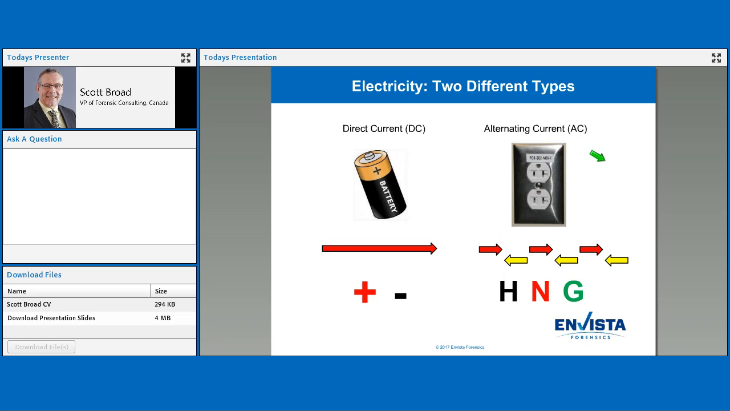We also have alternating current, which is what we see in our house. In alternating current, we have a hot conductor, a neutral conductor, and a ground conductor. So most of the cabling in our house has a hot, a neutral, and a ground. We have a hot, a neutral, and a ground pin on most of our three-prong plugs. And alternating current basically goes one way and then goes back the next.